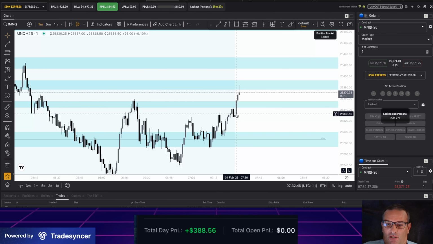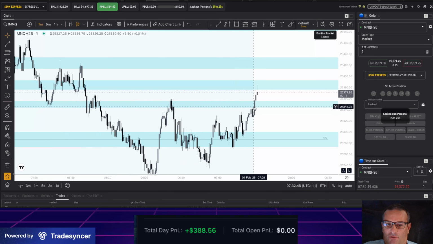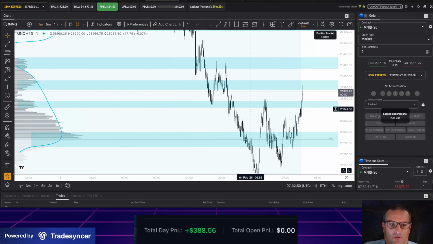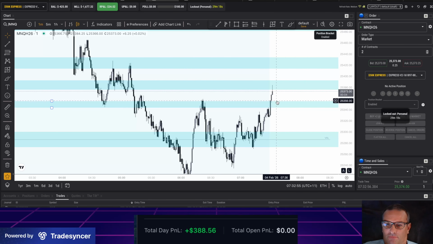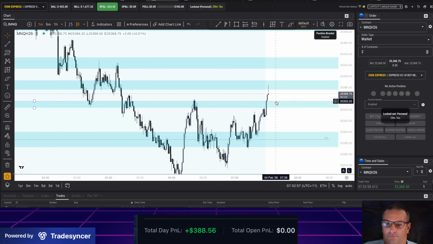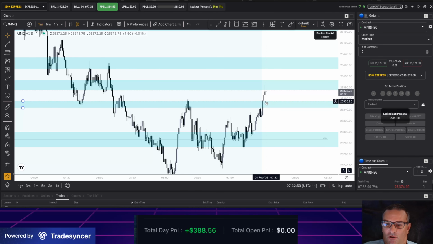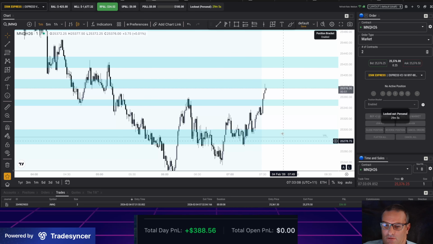Once we saw this fail and then this push all the way through this volume area here, a high volume node, sorry, it was pretty likely that we're going to go to the next node. So all we did was get in there at 25,361 for a quick scalp to the next node for nearly 10 points.